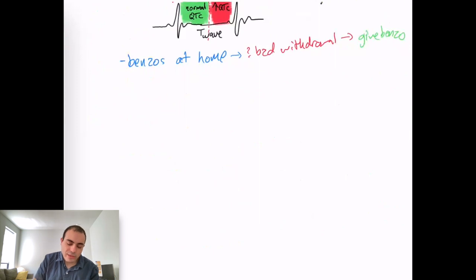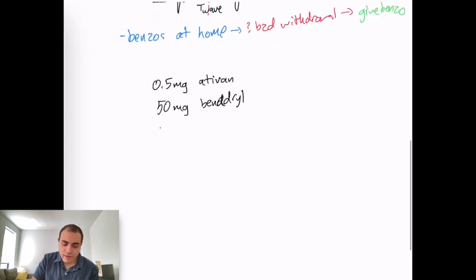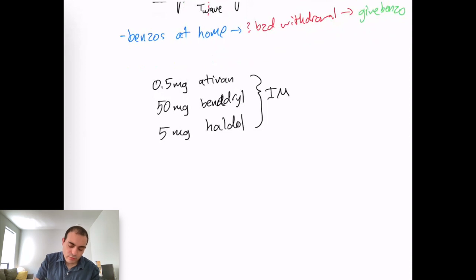And what you can give them is a combo of IM medications, usually not IV, sorry, IM. So what you can give them is a combination of 0.5 milligram of Ativan, of lorazepam, plus 50 milligrams of Benadryl, which is diphenhydramine, plus 5 milligrams of Haldol, of haloperidol. And this can be given IM. So this is only for super agitated patients. Think, called security because of him.